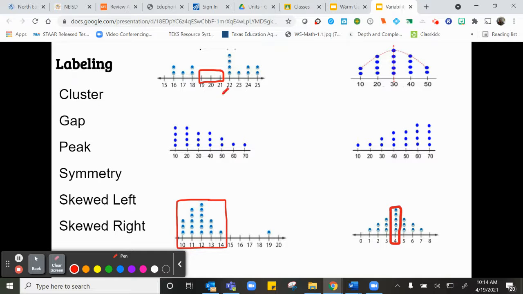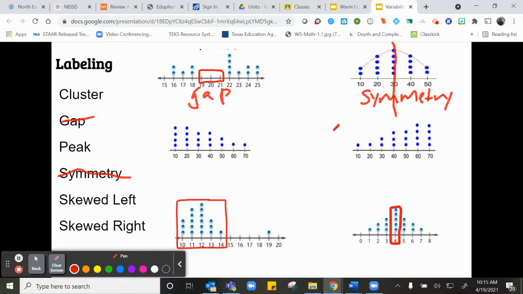All right, so now I want us to label some of these vocabulary words that we talked about. So this first one here, I see highlighted, there are no data values on 19, 20, and 21. This is what's known as a gap. Once again, there's no data on those numbers. All right, the one next to it, if I take a line, draw it down the middle, I see they're the same on both sides. So this is an example of symmetry. If it was not symmetrical, we would say it's asymmetrical.